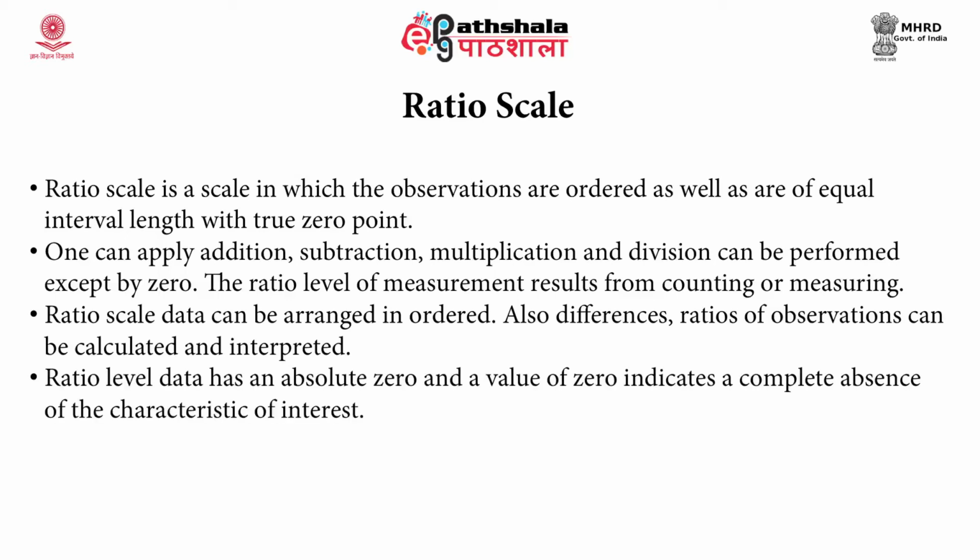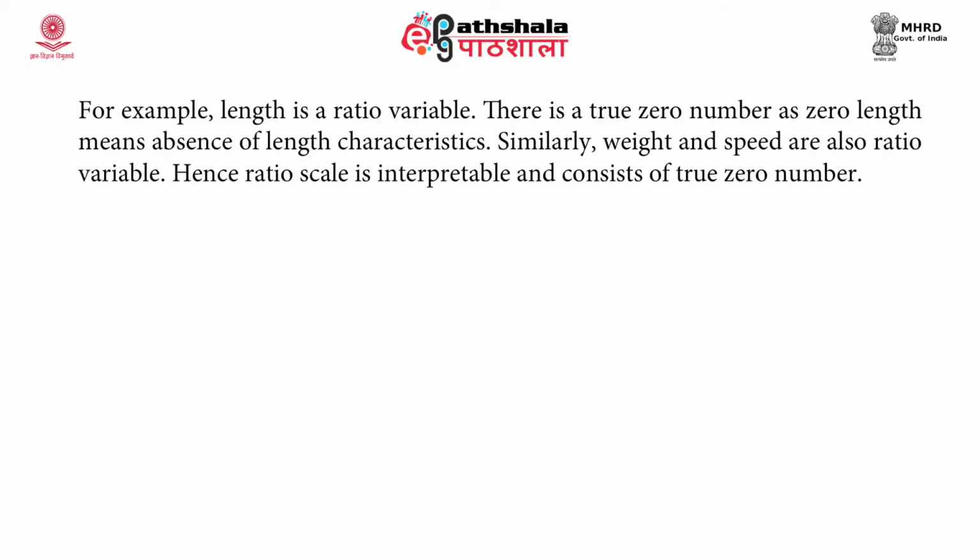Ratio level data has an absolute 0 and a value of 0 indicates a complete absence of the characteristics of interest. For example, length is a ratio variable. There is a true 0 number as 0 length means absence of length. Similarly, weight and height are also ratio variables. Hence, ratio scale is interpretable and consists of true zero number.